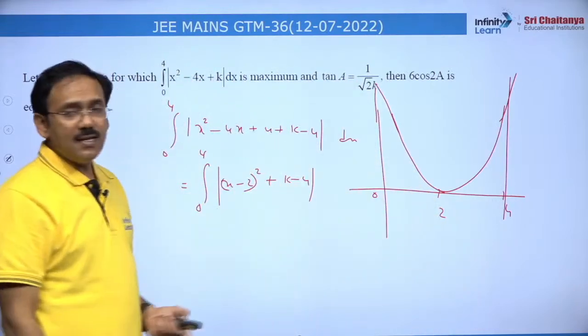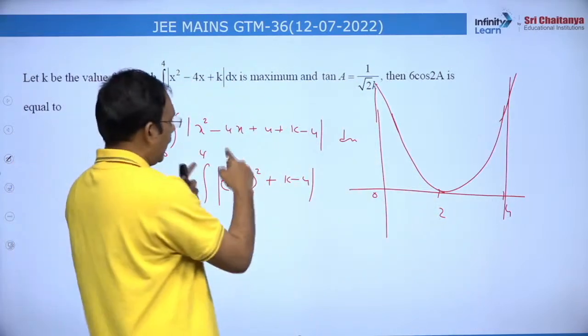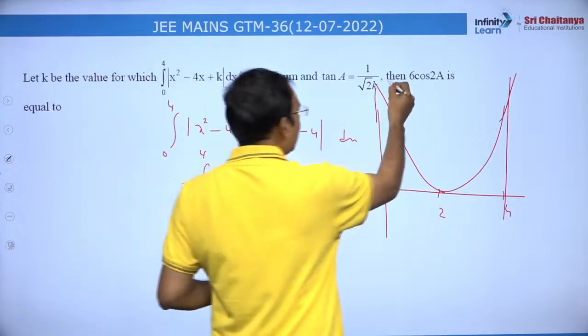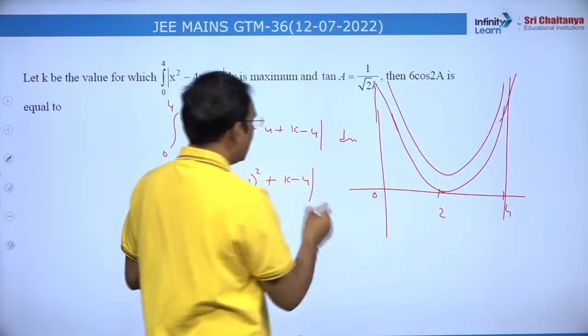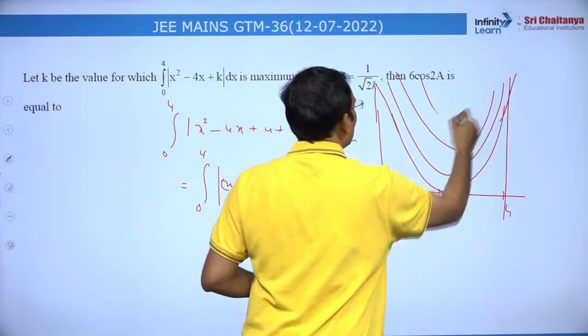If you take k is equal to 5, that is (x minus 2) whole squared plus 1, which will be completely above this by 1 unit, the area increases, friends. K is equal to 5, it increases a little more like that.